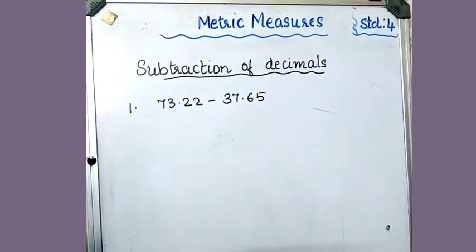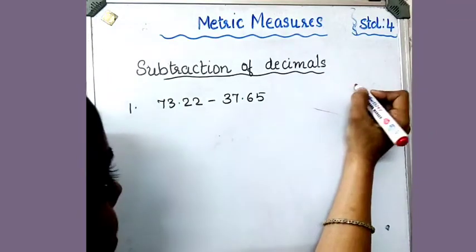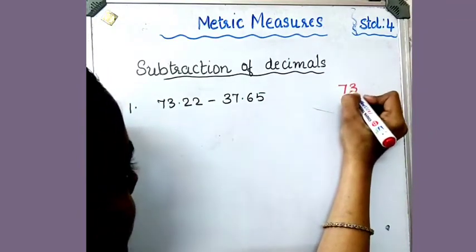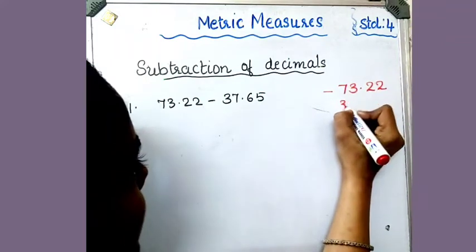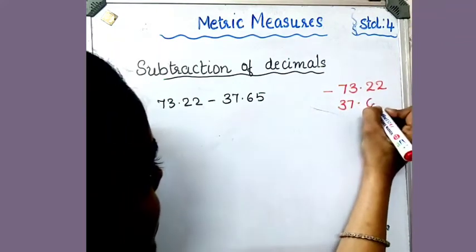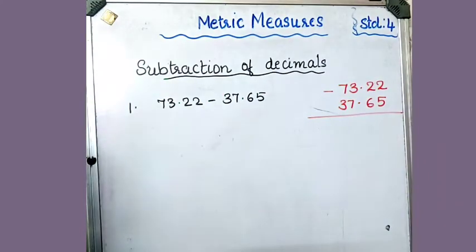Look at the first question. 73.22 minus 37.65. How will you subtract? Just like the subtraction of whole numbers. First of all, write down these numbers in the working column. 73.22 minus 37.65. Subtract these numbers beginning from the right side.